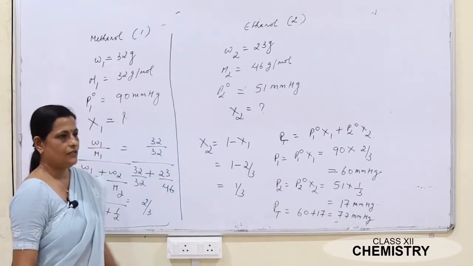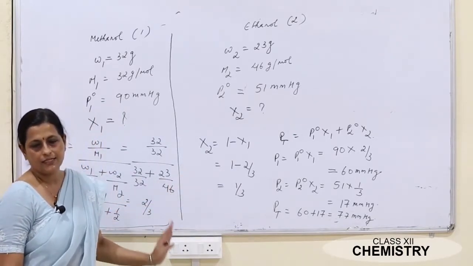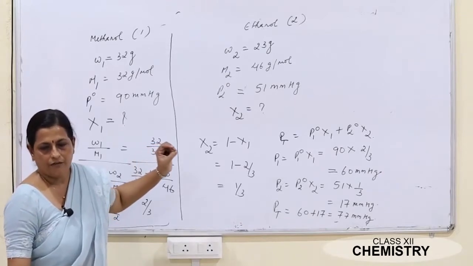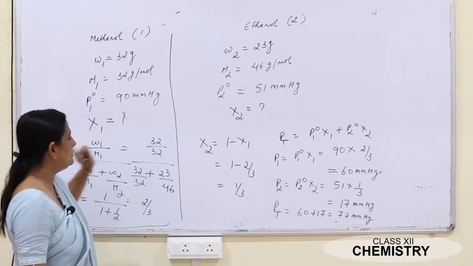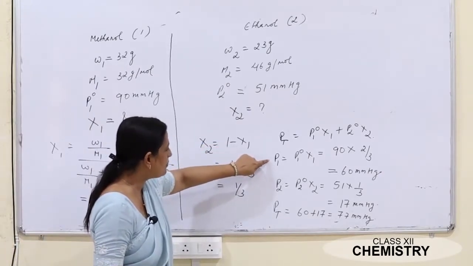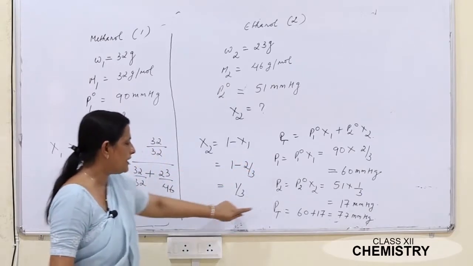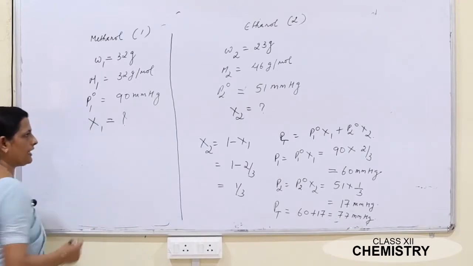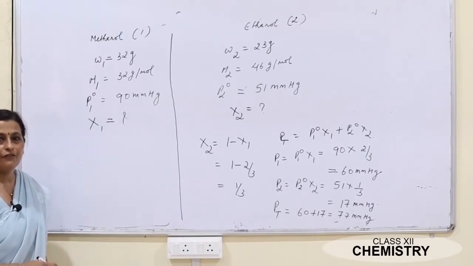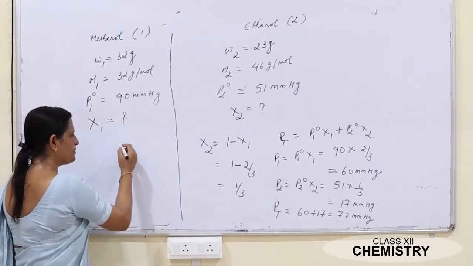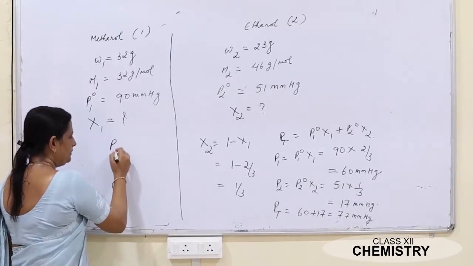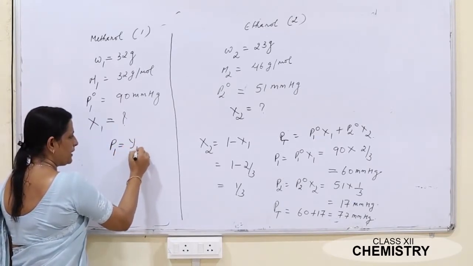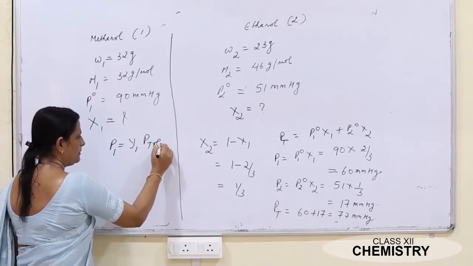So it's clear. So the first part of the equation is over, that is partial vapor pressure of each component, and then the total vapor pressure of the solution. Now we have to calculate the mole fraction in vapor phase. So the equation you are going to use is P1 is equal to Y1 into P total.